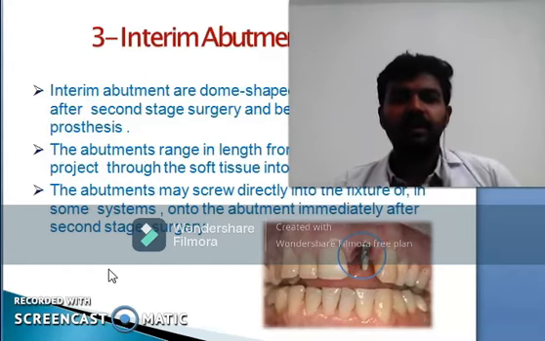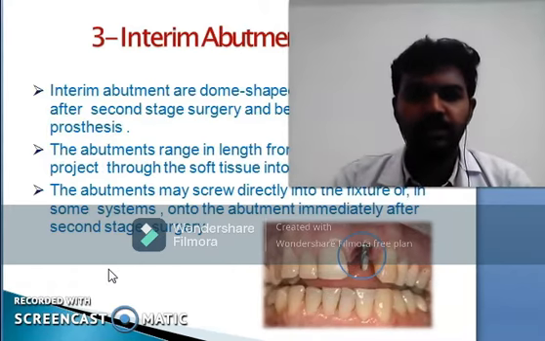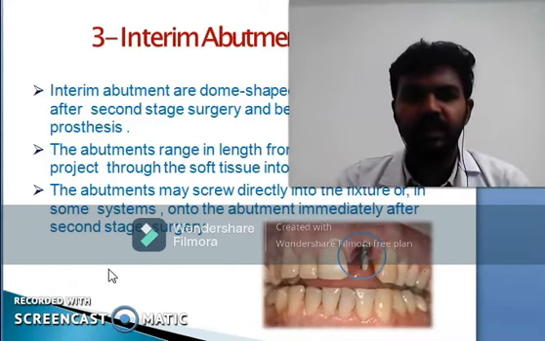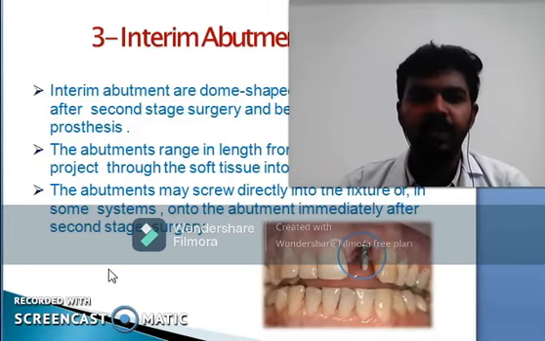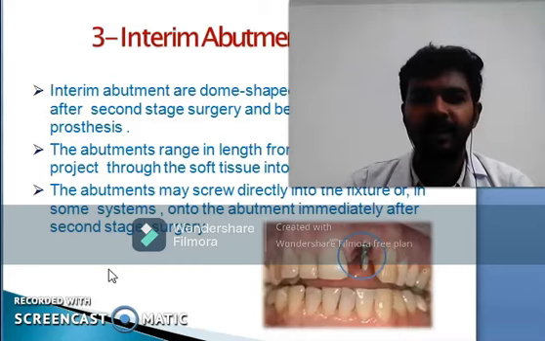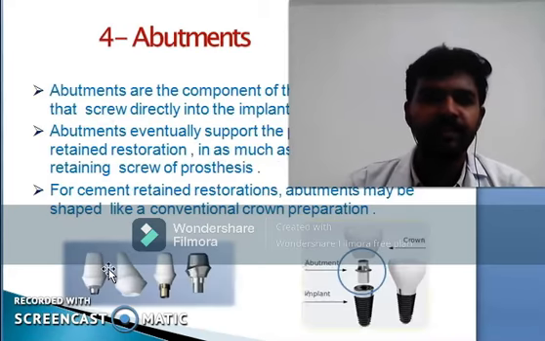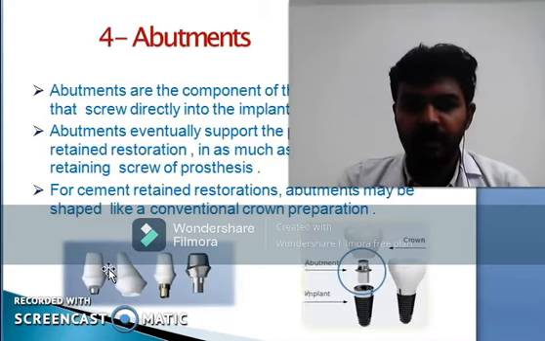Interim abutments are dome-shaped screws placed after the second stage of surgery and before insertion of the prosthesis. The abutments range in length from 2 to 10 mm and project through the soft tissue into the oral cavity. The abutments may screw directly into the fixture, or in other systems into the abutment, immediately after the second stage of surgery. Abutments. Abutments are components of the implant system that screw directly into the implant.